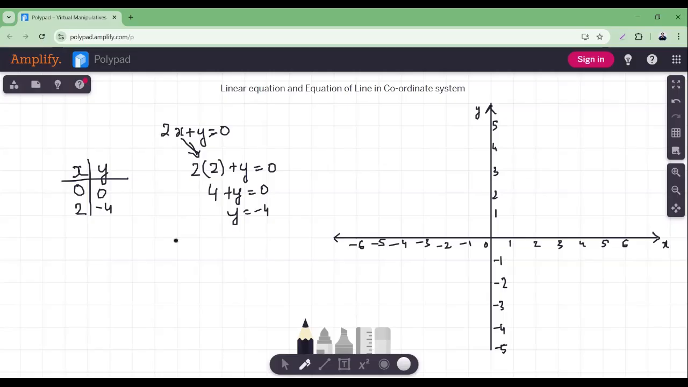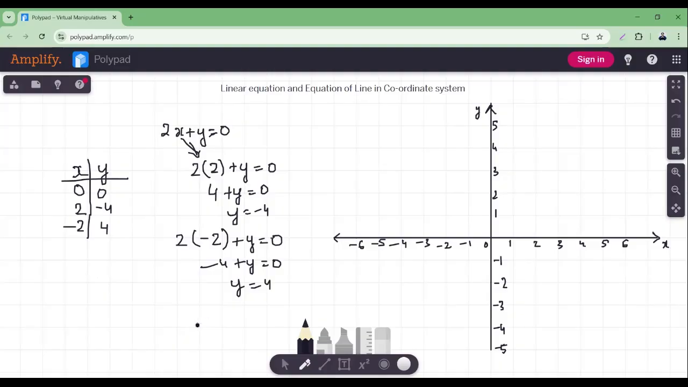When x is, let's say, -2 now, instead of 2, I'm going to take -2. X is -2 means -4 plus y is equal to 0. That means y is equal to 4. What was my x? X I had taken as minus 2. Then my y came as 4. Okay. Let's take some other value.